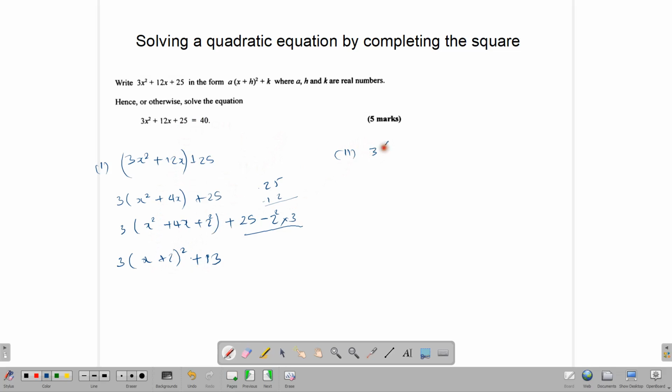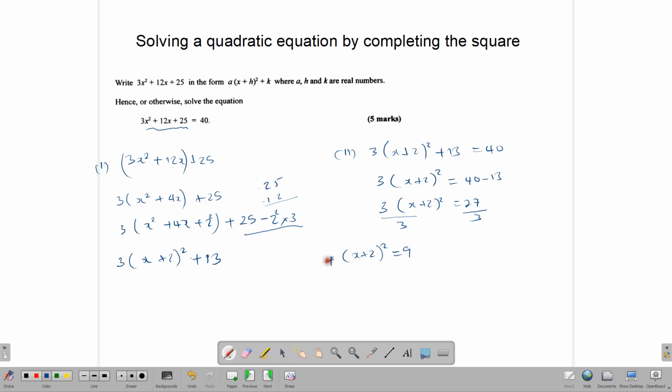So we have 3 times (x plus 2) squared plus 13, which is equal to 40. Now the first thing we can do is to remove the 13 to the other side of the equation. So let's do that. 3(x plus 2) squared is equal to 40 minus 13, and that gives us 27. So we have 3 into (x plus 2) squared equal to 27. And then we can divide both sides by 3. This now gives us (x plus 2) squared equal to 9.